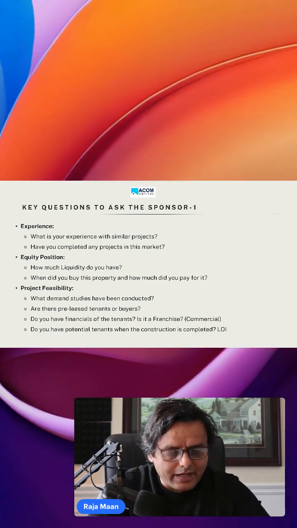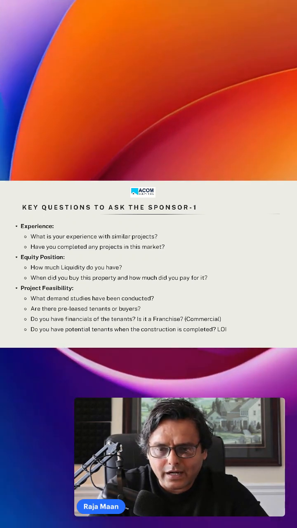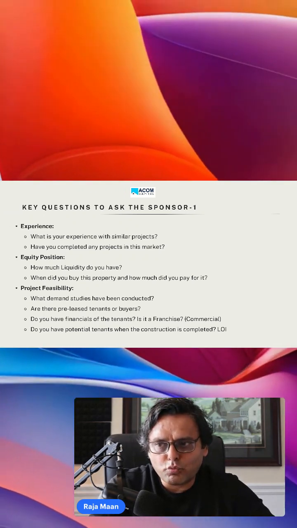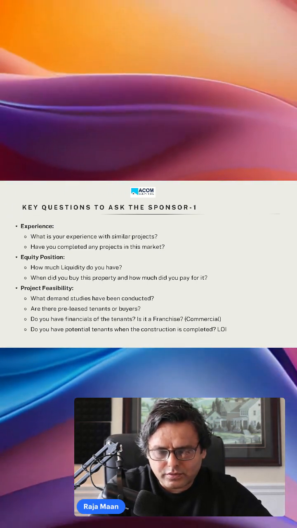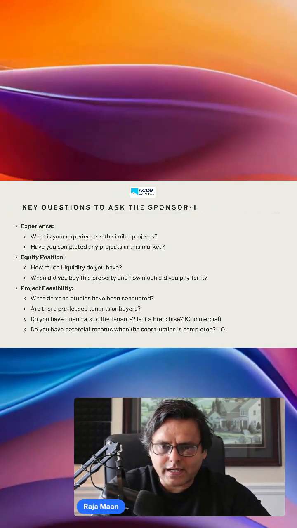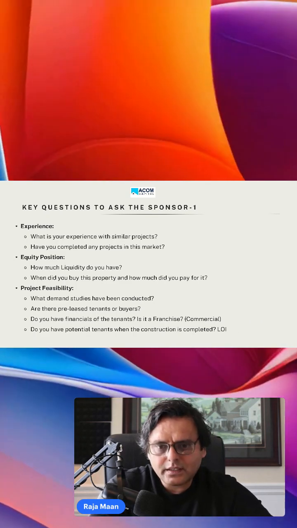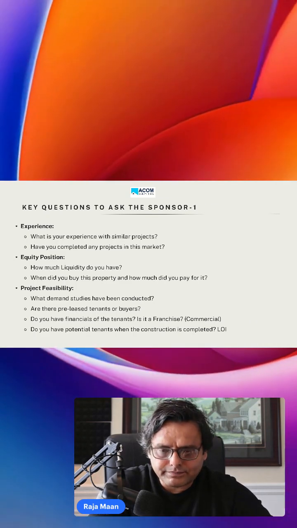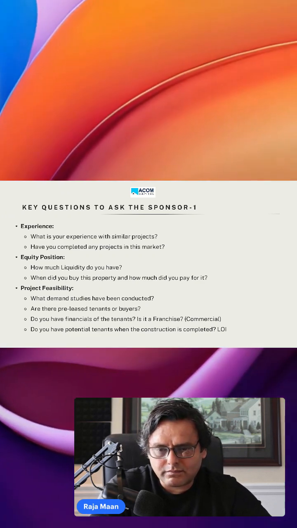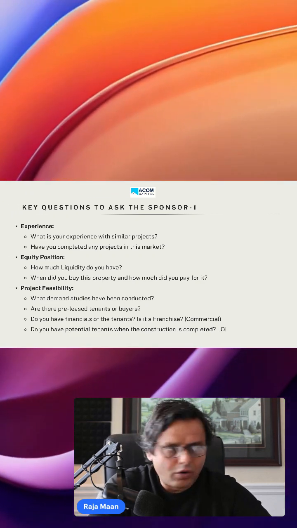How much liquidity do you have? This is not the equity, I would say. The equity position is your down payment, your skin in the game, your sweat equity or your cash equity when you purchase the land. How much money did you spend on the soft cost, on the permits, on the services, all those things.